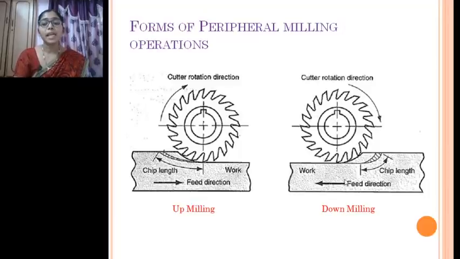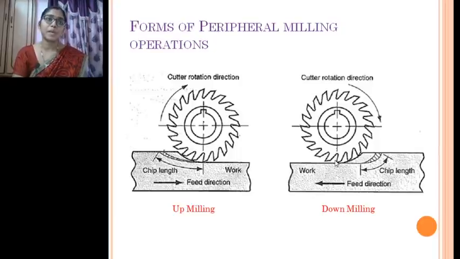Whereas in a down milling operation, you can see the material removal is maximum in the starting, and it comes out to be minimum. So now what is the main difference? What is the disadvantage of this? What is the difference in this?